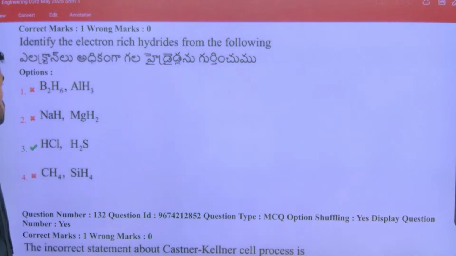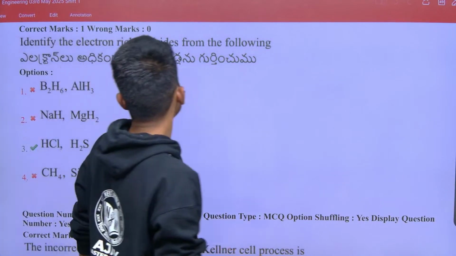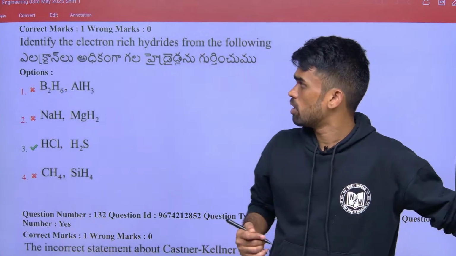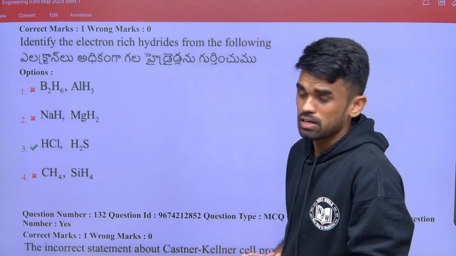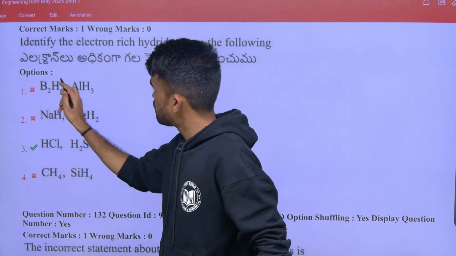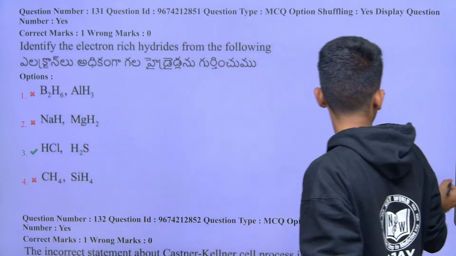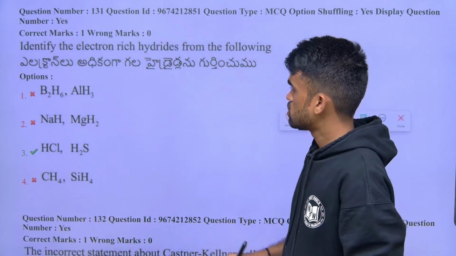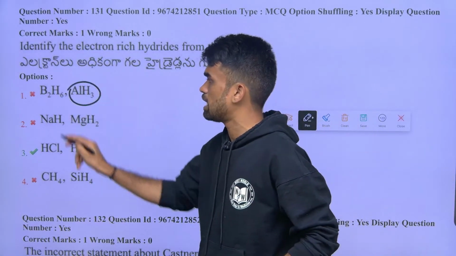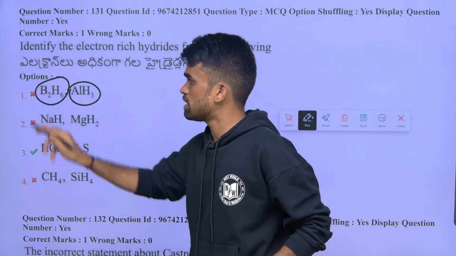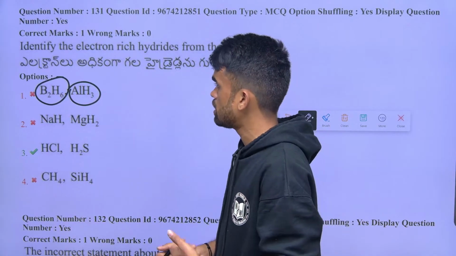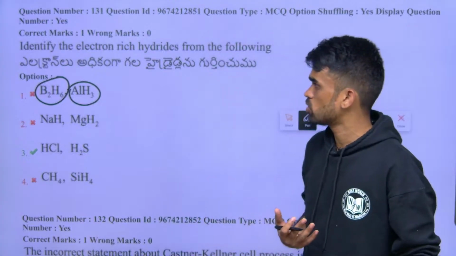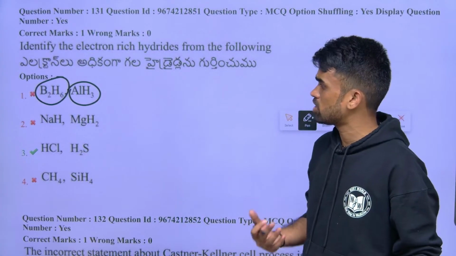So how can we do this question? See, for an electron rich compound, it should contain more non-bonding electrons. See, in B2H6, what structure can we write? BH3, B2H6, these are electron deficient actually, because they have only 6 electrons. In AlH3, and also BH3, if I say a single unit, it will also have 6 electrons. So I can say they are electron deficient.